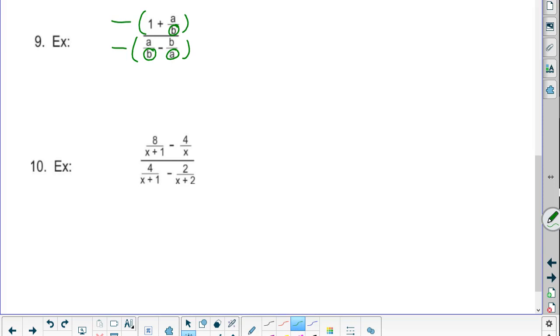You guys want to try this one? Why don't you try this one? See what you can do.